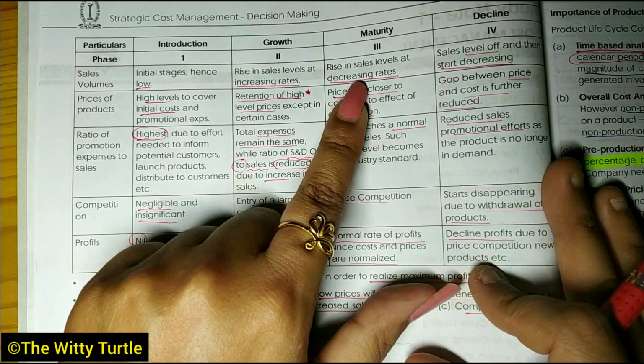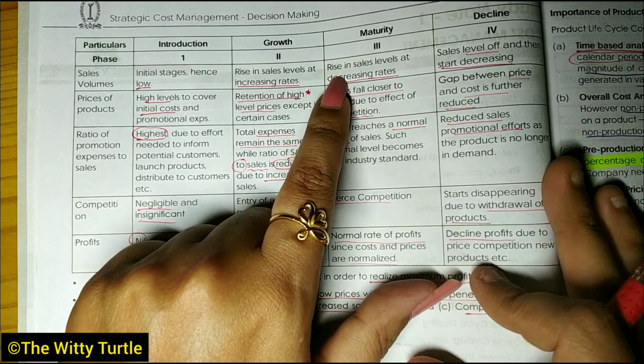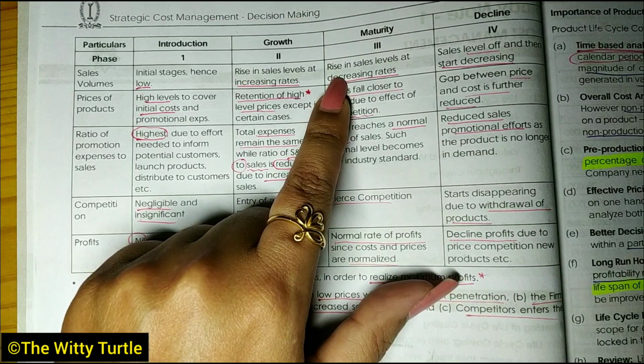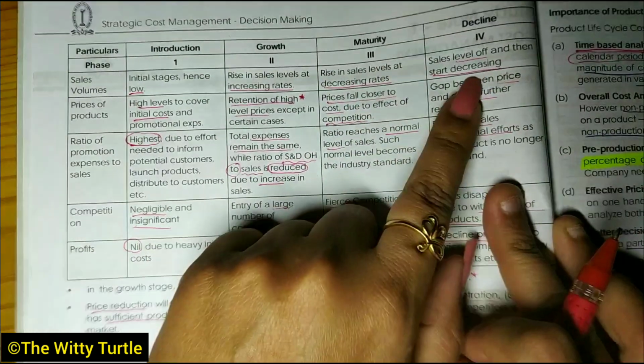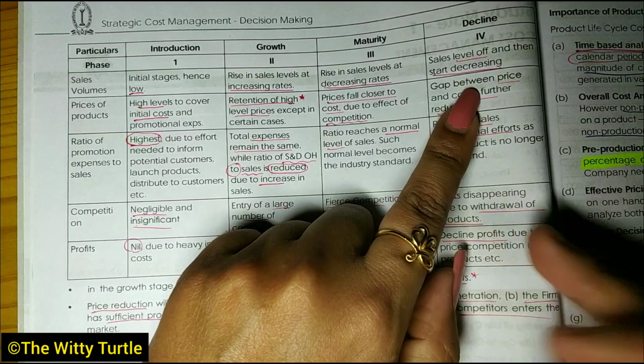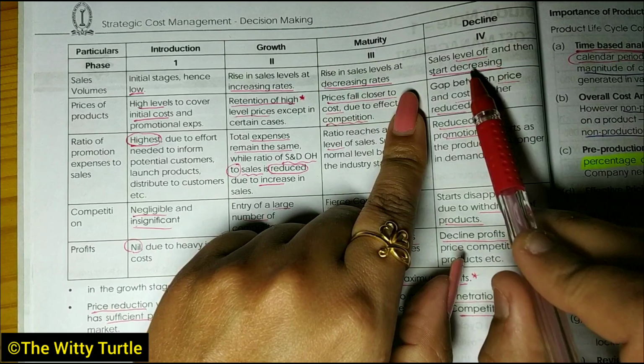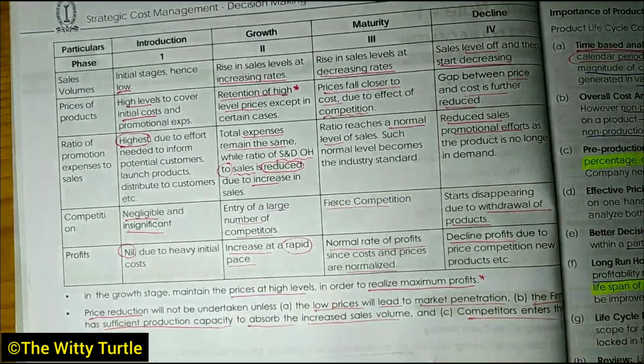In maturity level, what happens? In the maturity phase, you can notice a rise in the sales level but at a decreasing rate. Okay? And lastly, in the decline phase, what happens? Sales level off and then start decreasing, right?